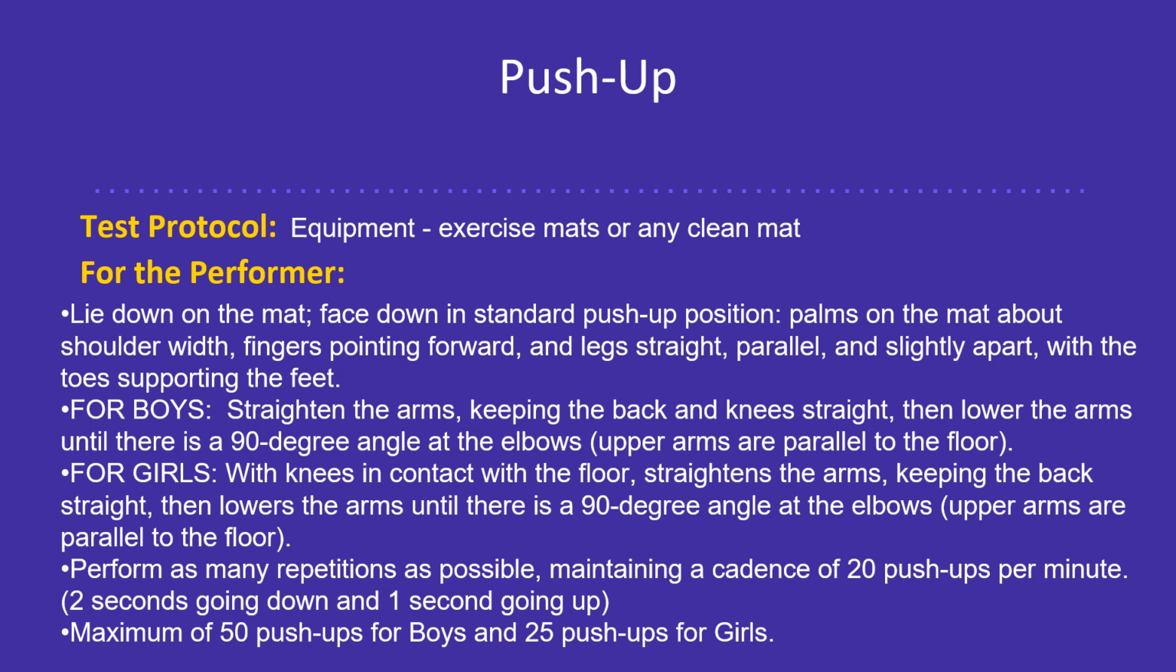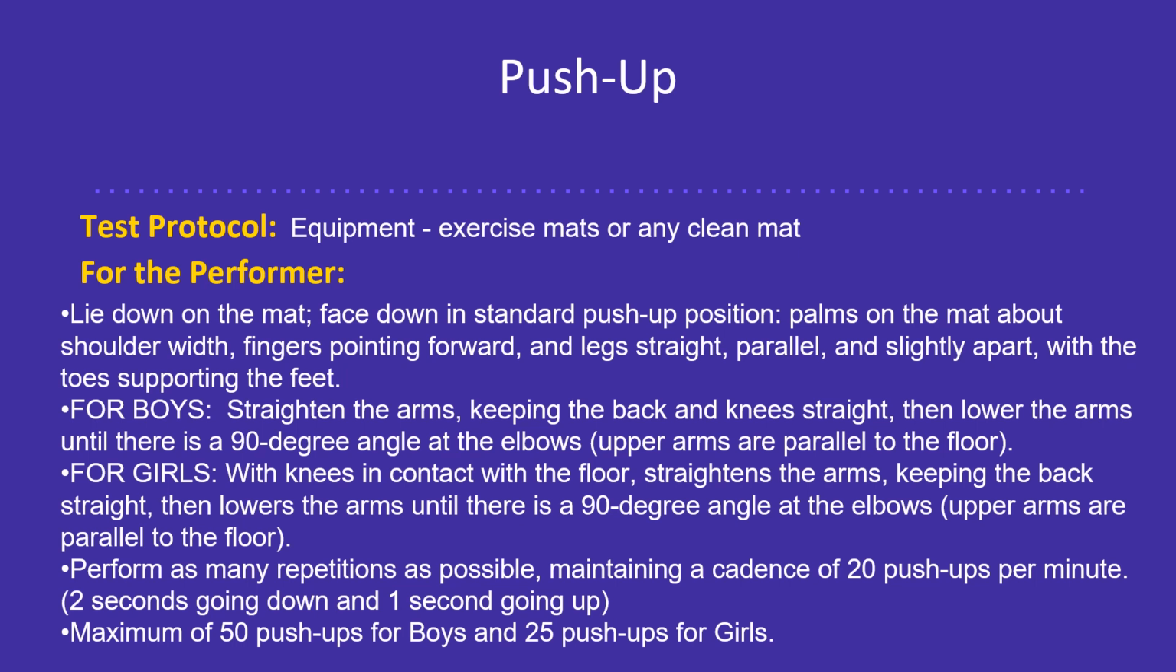Lie down on the mat, face down in standard push-up position. Palms on the mat about shoulder width. Fingers pointing forward and legs straight, parallel and slightly apart, with the toes supporting the feet. For the boys, straighten the arms, keeping the back and knees straight, then lower the arms until there is 90-degree angle at the elbow. Upper arms are parallel to the floor.